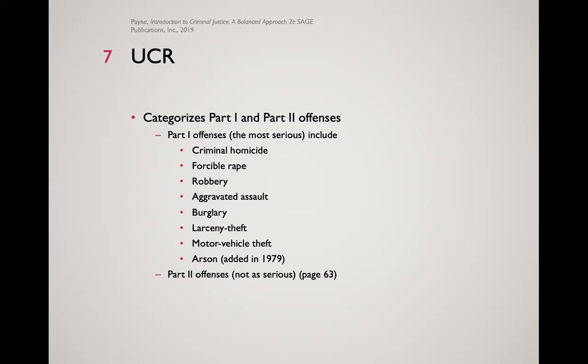Robbery, the taking or attempting to take anything of value from the care, custody, or control of a person or persons by force or threat of violence. Aggravated assault, an unlawful attack on someone, basically meaning not in self-defense, for the purpose of inflicting severe or aggravated bodily injury. Burglary, the unlawful entry of a structure to commit a felony or theft. Larceny theft is taking from the possession of another without force.